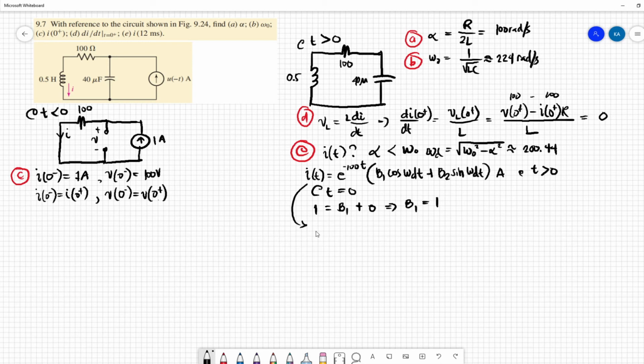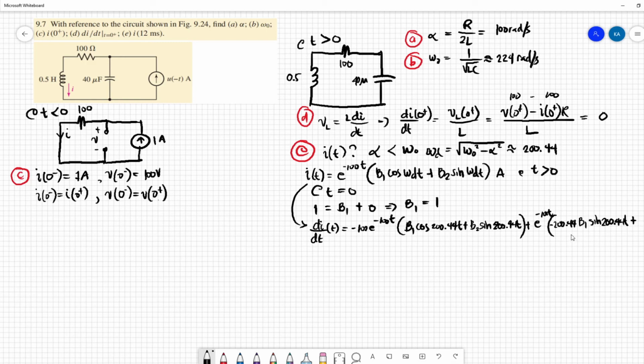Next, we need to differentiate this equation. We have di/dt equal to negative 100 e to the negative 100t times b1 cosine of 200.44t plus b2 sine of 200.44t, plus e to the negative 100t times negative 200.44 b1 sine of 200.44t plus 200.44 b2 cosine of 200.44t.